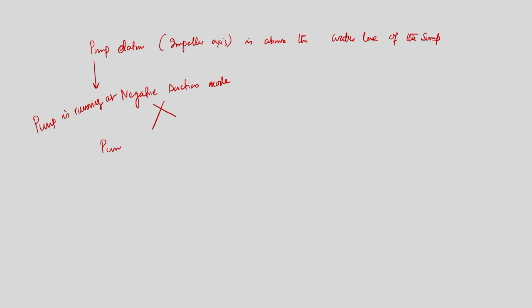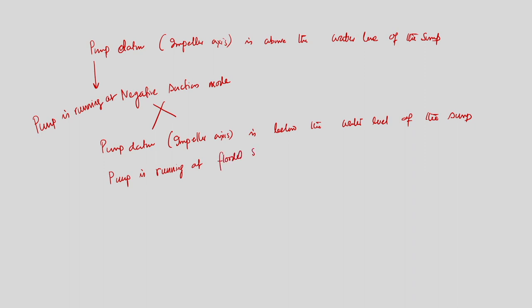Rather, when the pump datum or impeller axis is below the water level of the sump, then the pump is running in flooded suction mode. It is called flooded suction, that is positive suction. So the pump axis or impeller axis is located below the water level of the sump. That means we always have a head available by the static height. Atmospheric pressure is there, but whenever the impeller axis is located, let us say, z distance or hs distance below the water level of the sump, then we always have that amount of head available, and this is known as flooded suction, that is, the pump is running at flooded suction.